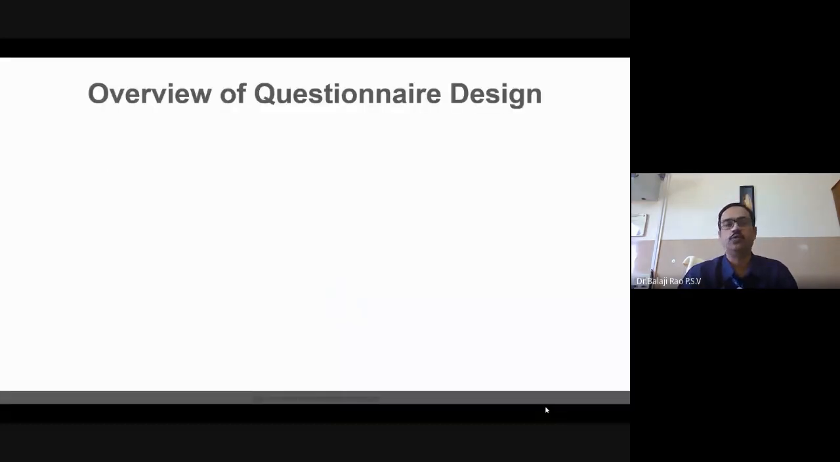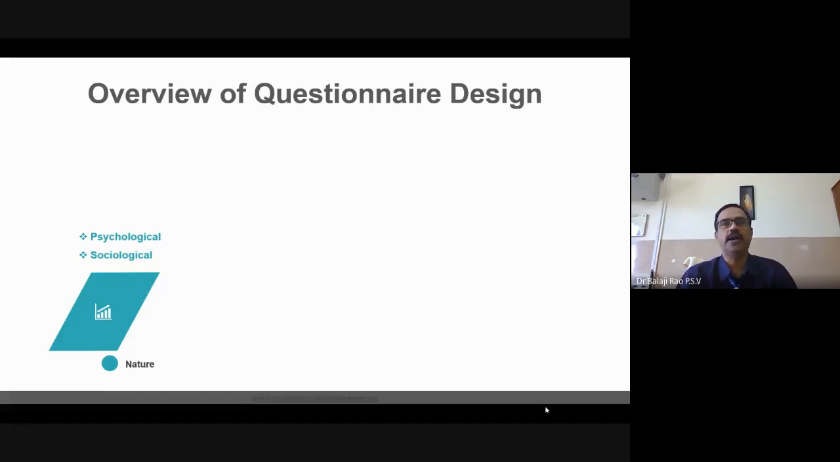Now, let's have a look at the overall components of a questionnaire design. A questionnaire is broadly classified based on its nature of application. One kind is used to draw information about individuals or their personalities, which we call psychological in nature. This questionnaire is an instrument used to measure an individual's personality or behavior. The other kind of questionnaire is applied randomly on a group, which we call sociological in nature.